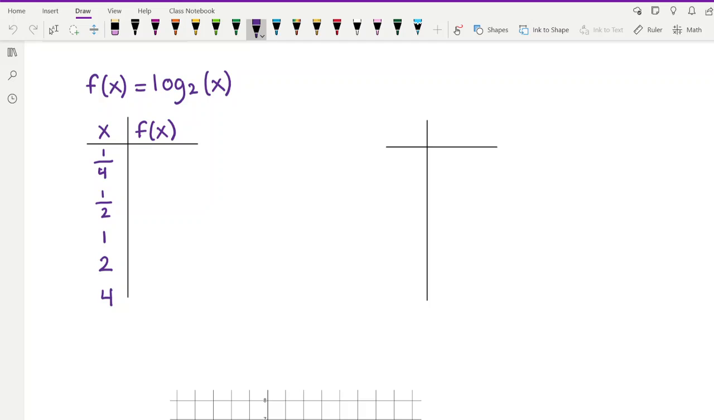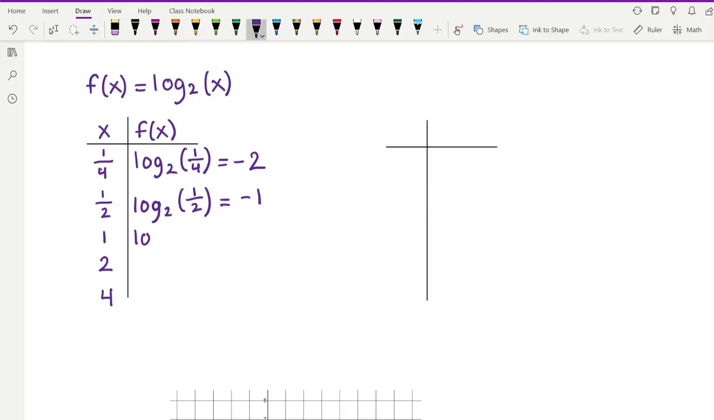So for example, for 1/4, we would be taking log base 2 of 1/4. And so log base 2 of 1/4 is asking what power do you have to raise 2 to get 1/4? And the answer would be -2. So when the input is 1/4, the output is -2. So similarly, when we plug in 1/2, we're taking log base 2 of 1/2. And so that's asking us what power do we have to raise 2 to get 1/2? And the answer is -1.